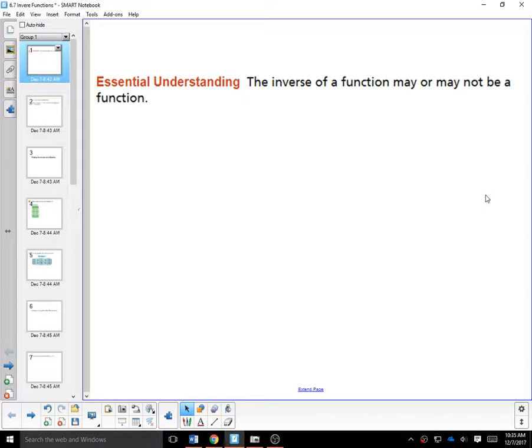Okay? So, what we're doing today is we need to understand the inverse of a function may or may not be a function. So it can or cannot be a function sometimes. We'll talk about some of the details about it. Really cool stuff here because it just kind of goes to prove that everything in mathematics can be undone. Addition has its inverse operation, which is subtraction, multiplication has division, squaring something has the square root. Functions also have an inverse. So let's get to it.